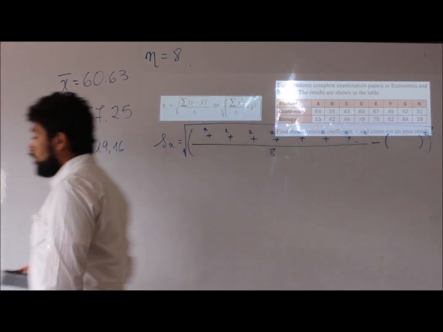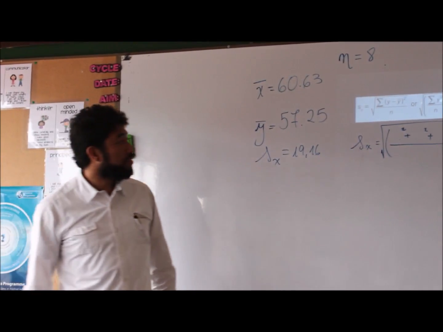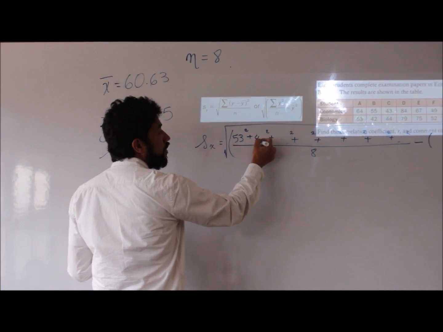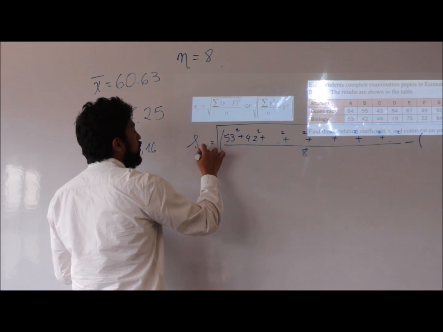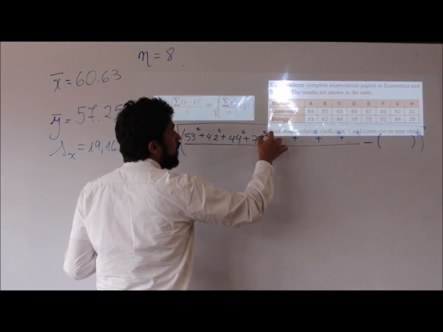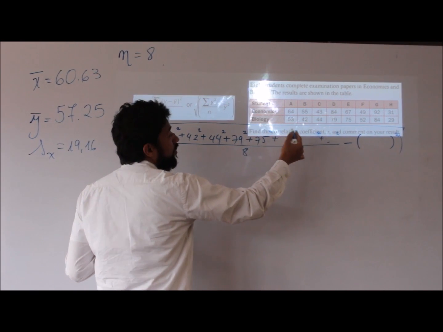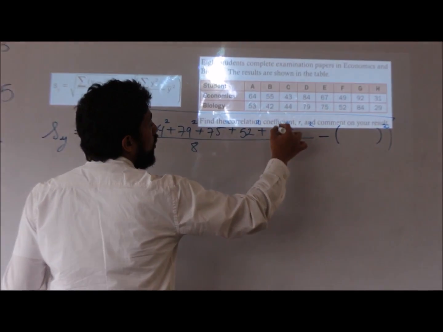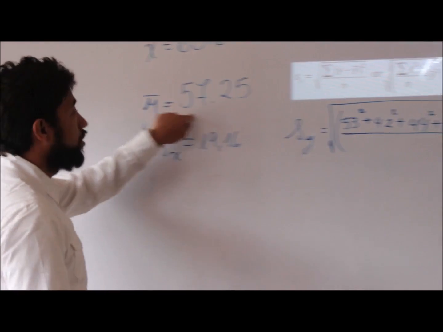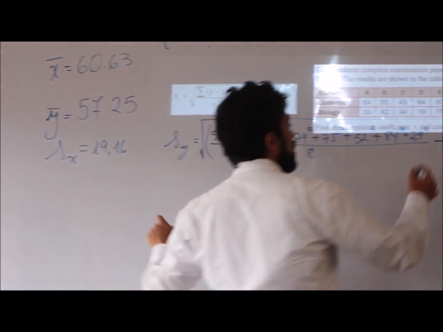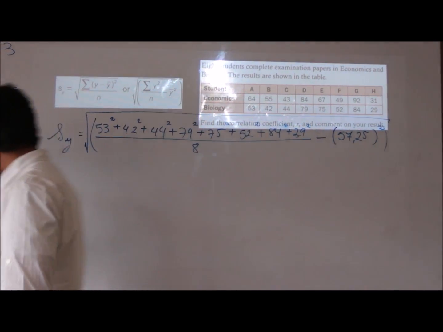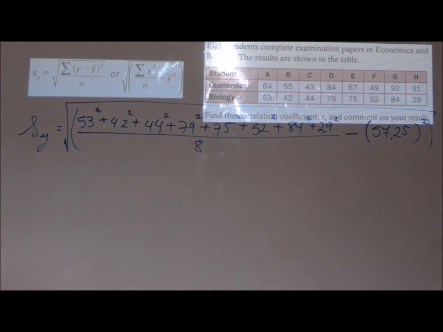So, what is the S of y? 53 squared. Yes, S of y. You are right. 42, 44, 79, 75, 52, 84, 29, and 57 and 25. Clear? Now, sum of the squares.